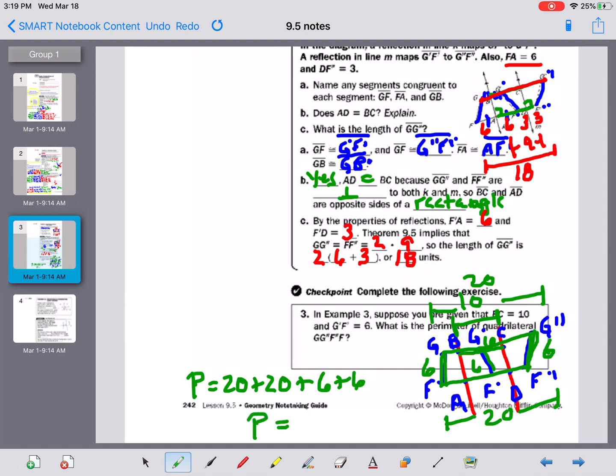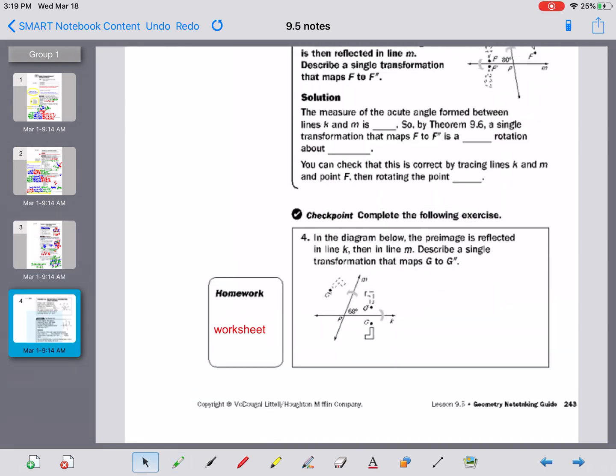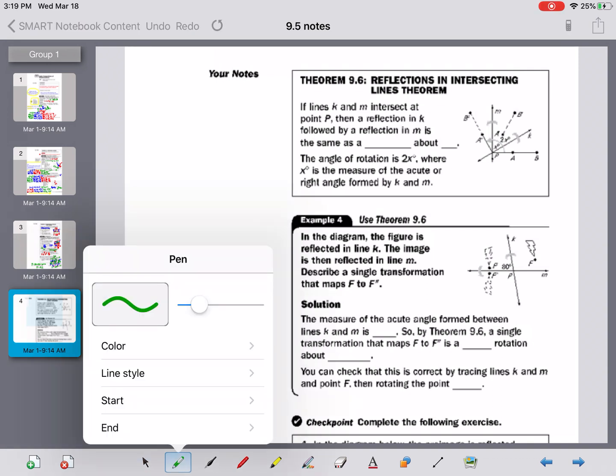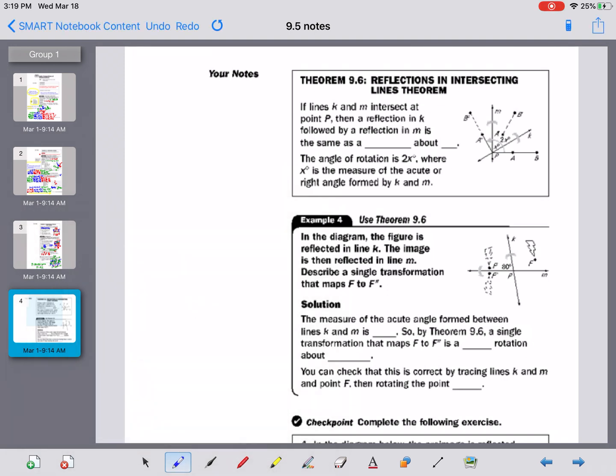And I think we're ready for the last and final page of our notes, so let's flip the page. Once again, we're going to start this page with a theorem at the top. And this one deals with double reflection lines again, but the difference is that these reflection lines intersect. On the last page, our reflection lines were parallel. This time, our reflection lines intersect.